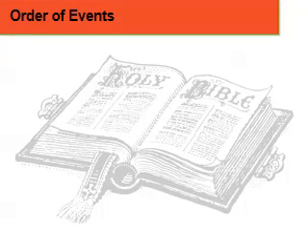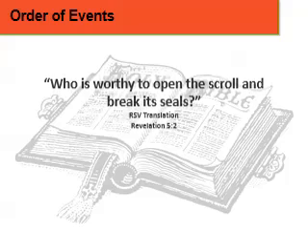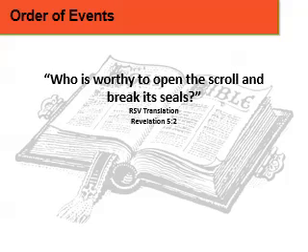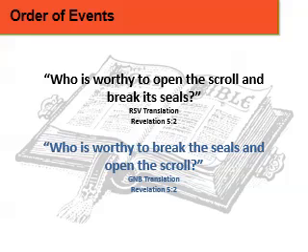Let us now compare two different translations of another verse. In Revelation chapter 5, verse 2 from the RSV, we see, "Who is worthy to open the scroll and break its seals?" This follows the Greek word order. Now let us compare that to the GNB. Who is worthy to break the seals and open the scroll?